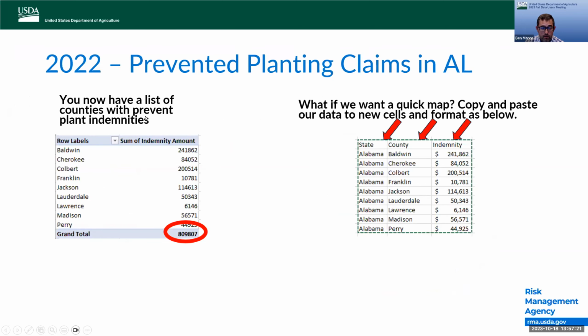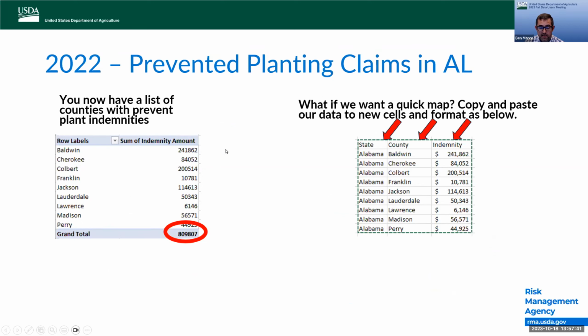And so now, once we have that, we've got a listing of our counties here in Alabama, and we've got the sum of the indemnities paid in 2022 as part of that. You could add in the different causes of loss if you wanted. You could look at some other information, but this gives us at least an indemnity amount by county.